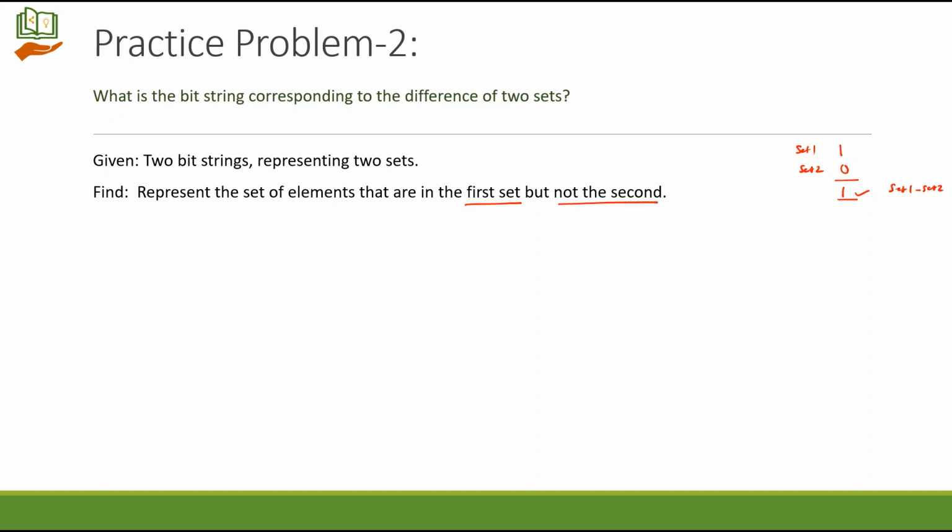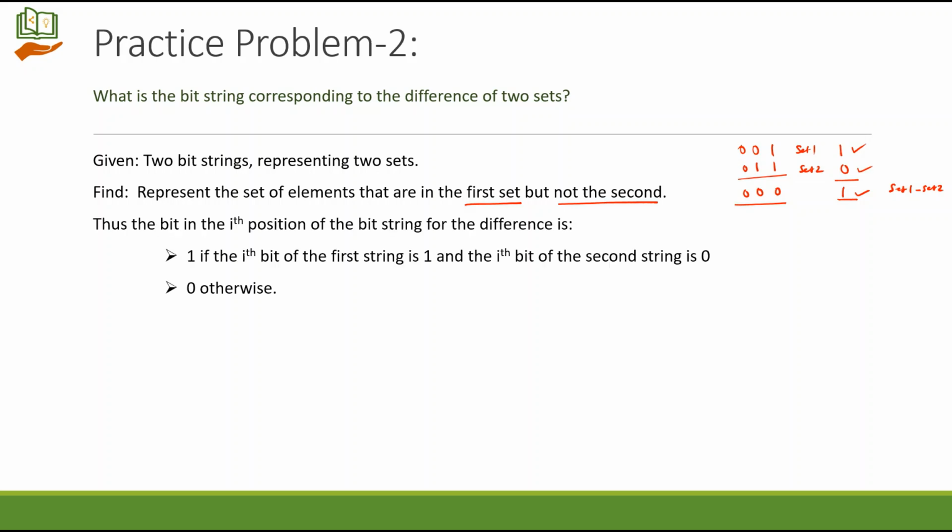What about the other cases? 1 and 1 will have 0, 0 and 1 will have 0, 0 and 0 will also have 0 here. These three cases will give 0, but only when it is present in set 1 and absent in set 2, it will be taken for difference operation. Thus, the bit in the ith position of the bit string for the difference is 1 if the ith bit of the first string is 1 and the ith bit of the second string is 0. That is what I told you here. And it is 0 otherwise, as explained here.